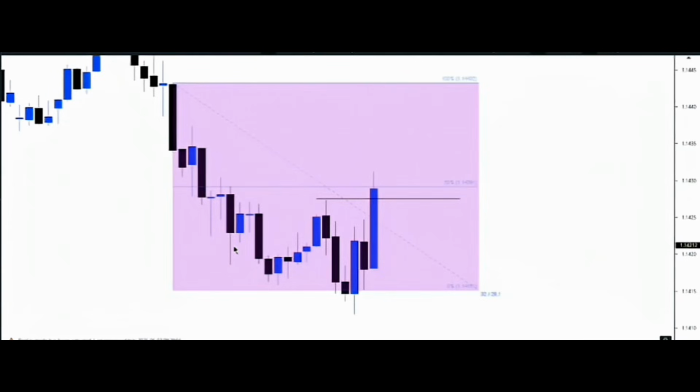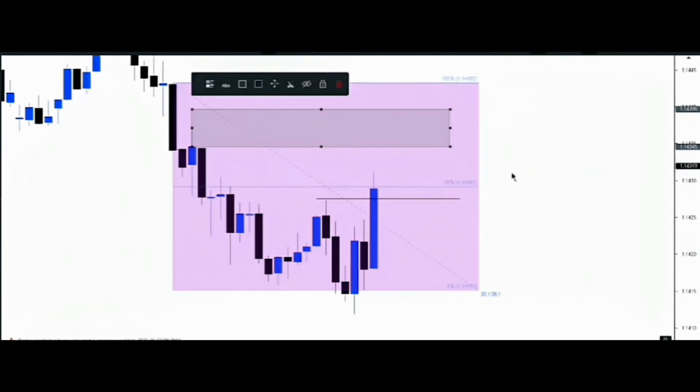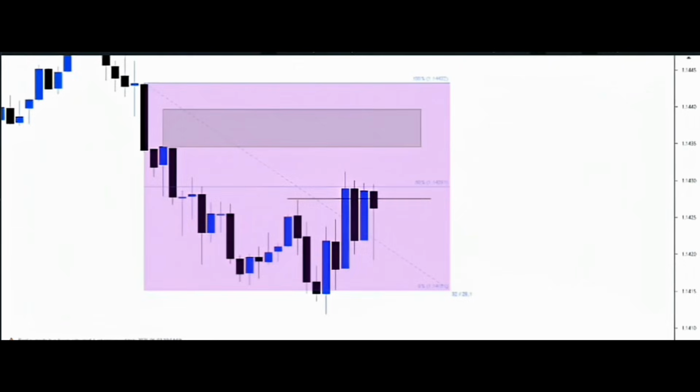So what do we do in this instance? Well, you need to use what I call hidden OB. And so we want to look at this zone here as our hidden OB. If price taps into it, then we can go short from there. Okay? So let's advance price and see what happens.